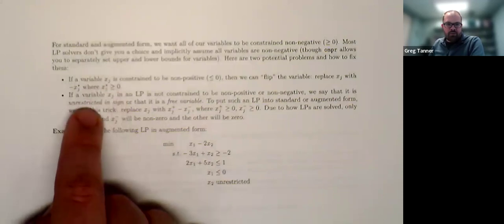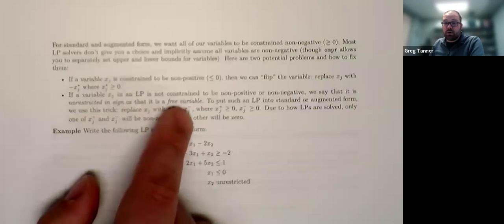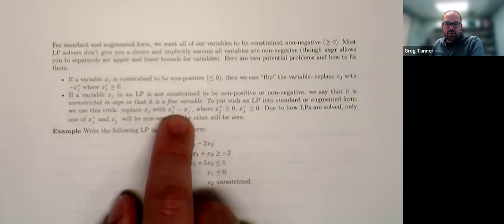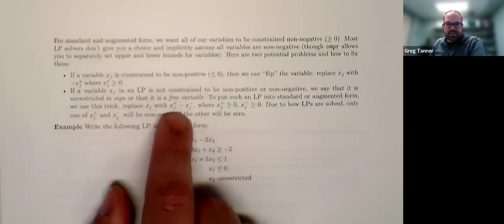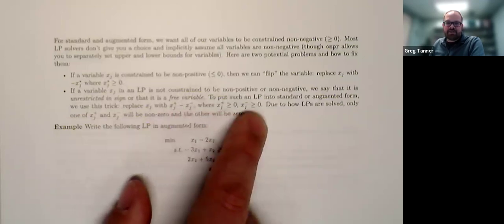Okay. The other thing that we could end up with is having a variable that is unrestricted, or a free variable, where it has no lower bound and no upper bound. If that's the case, we use this special trick where we replace the variable with x plus and x minus. X plus is going to hold the positive amount of that variable, assuming the variable is positive, and x minus will hold the negative amount of that variable if that variable ends up being negative. Both x plus and x minus are constrained to be positive.